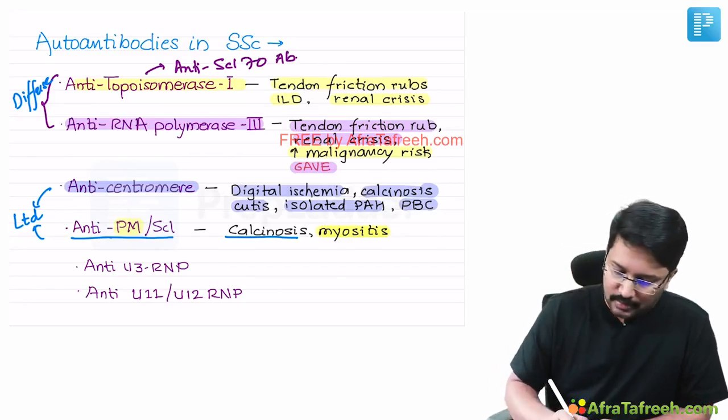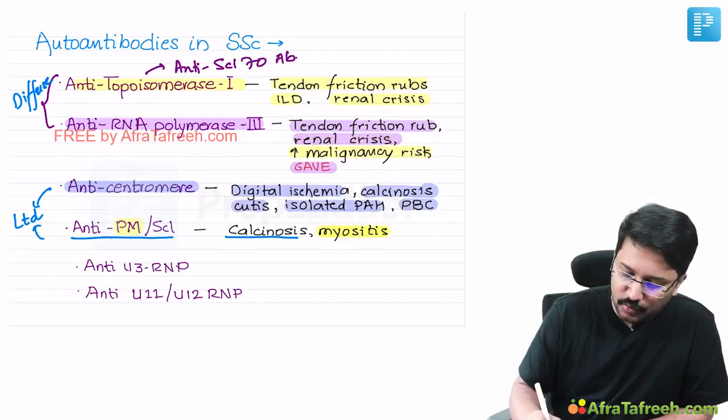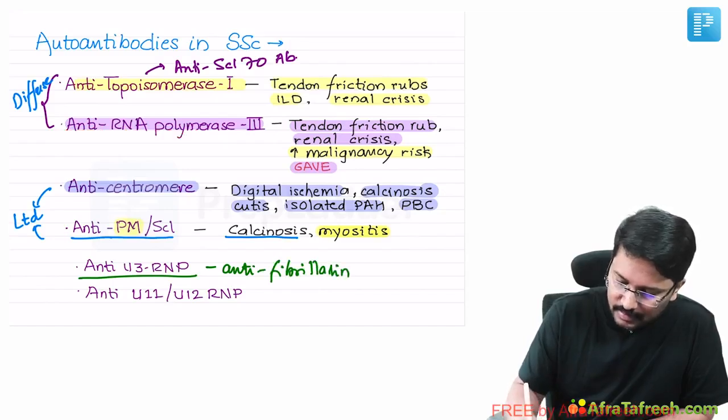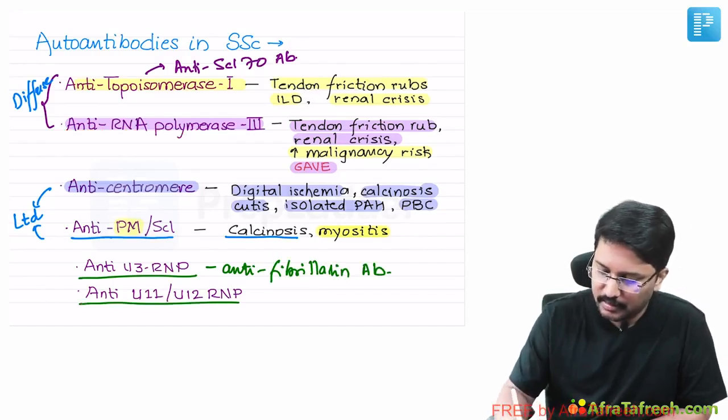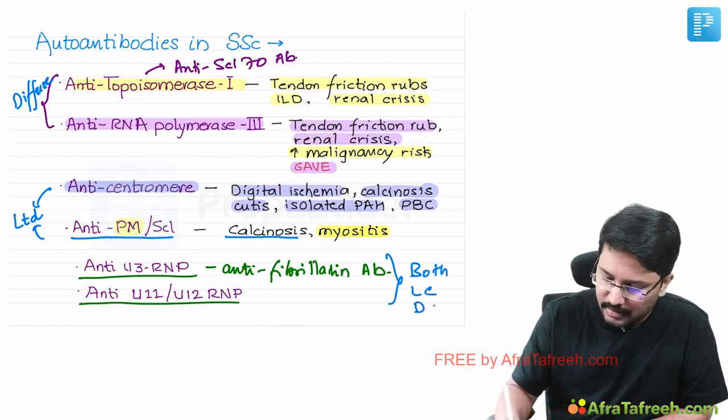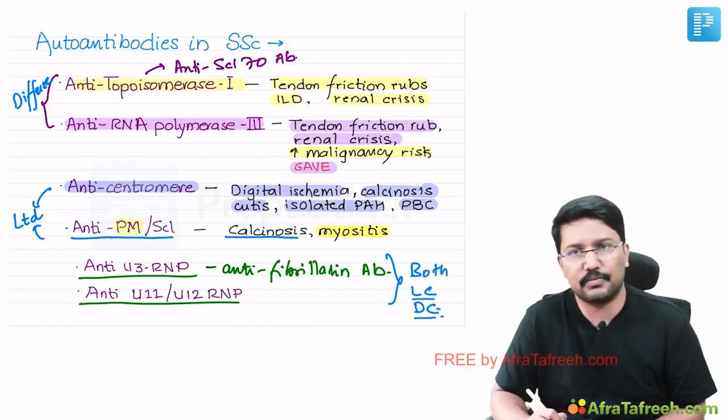Now I have also listed two more antibodies: anti-U3-RNP, which is also known as antifibrillarin antibodies, and anti-U11/U12-RNP. These antibodies can be seen in both limited cutaneous as well as diffuse cutaneous variants.